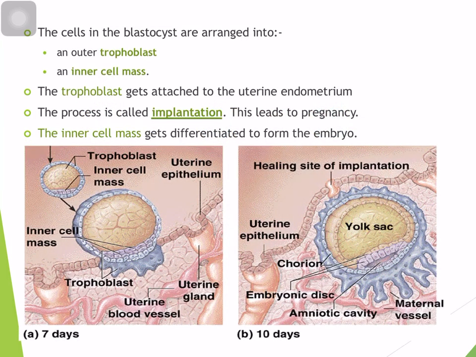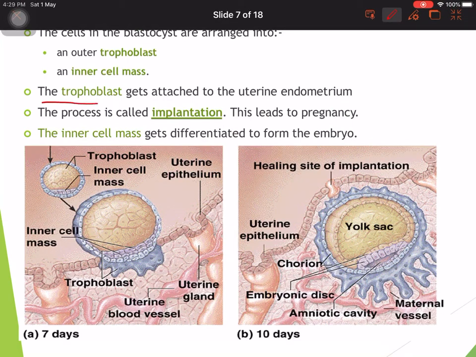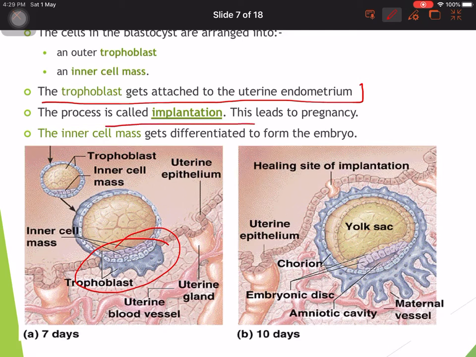The cells in the blastocyst are arranged in an outer trophoblast and an inner cell mass. Now this trophoblast gets attached to the uterine endometrium. You can see from here it is getting attached to the uterine endometrium, and the process is known as implantation. So this is the important part which you have to remember, that the outer layer of the zygote, known as trophoblast, attaches itself to the uterine endometrium, and the inner cell mass gets differentiated to form the embryo.